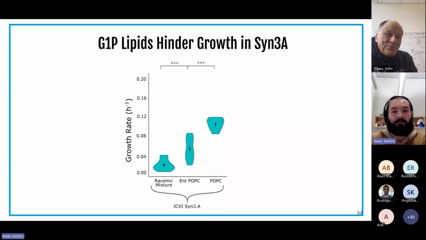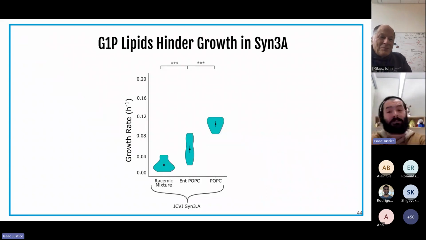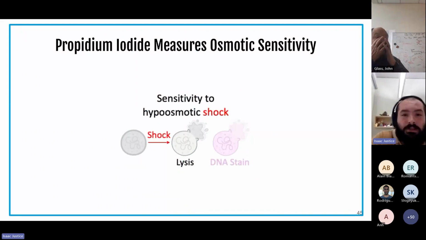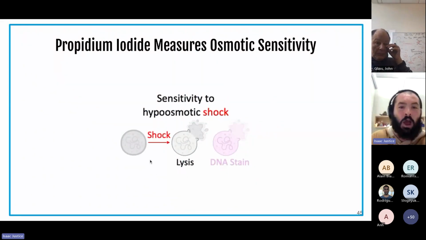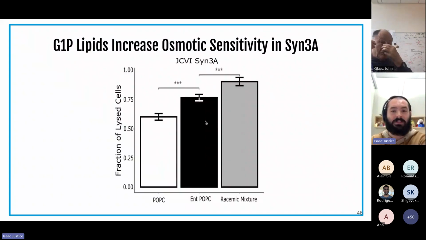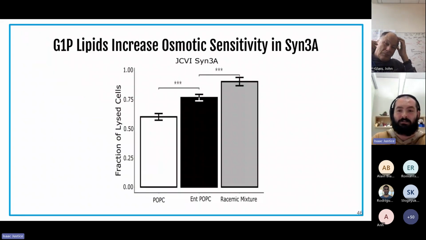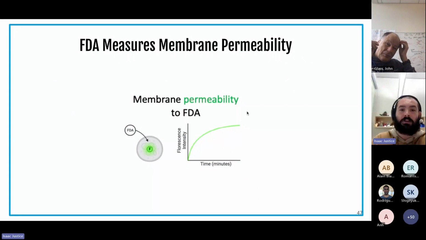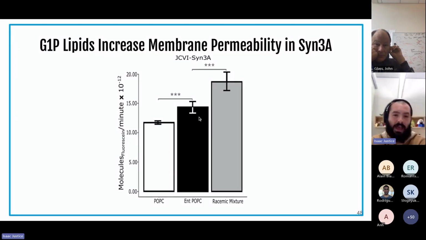But now we wanted to look at the effect of these enantiomeric lipids on the biophysical properties of the cell. So one assay we can do is an osmotic sensitivity assay, where essentially we hypoosmotic shock the cells and see which fraction lyse. And we see that the enantiomer and the racemic mixture increase osmotic sensitivity. And finally, we can also look at permeability, using a small molecule. We see how quickly it diffuses into the cell, and we can see that the two diets where the enantiomer is present are much more permeable.